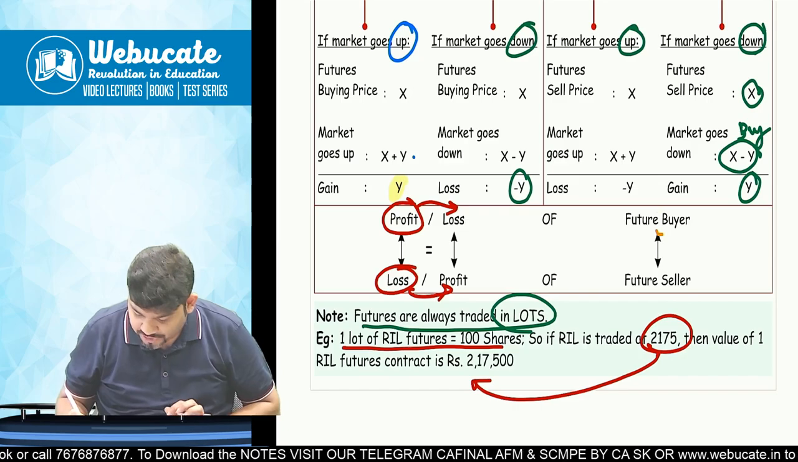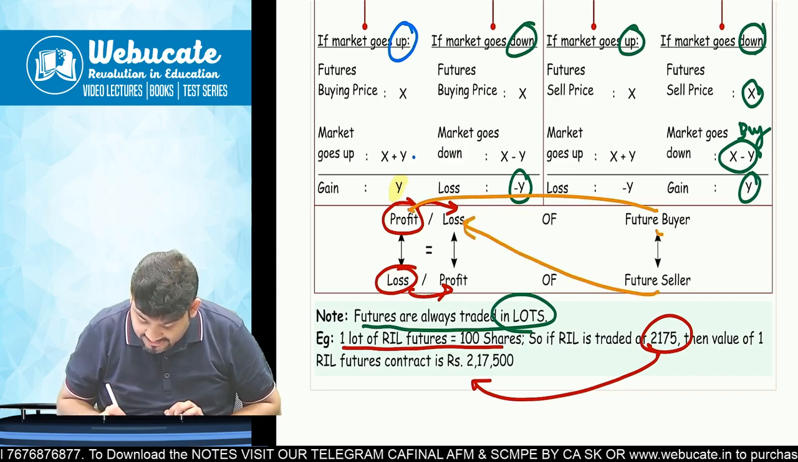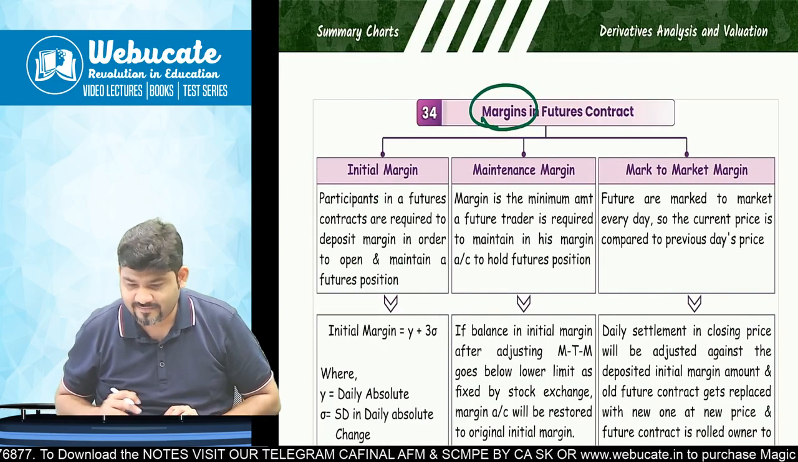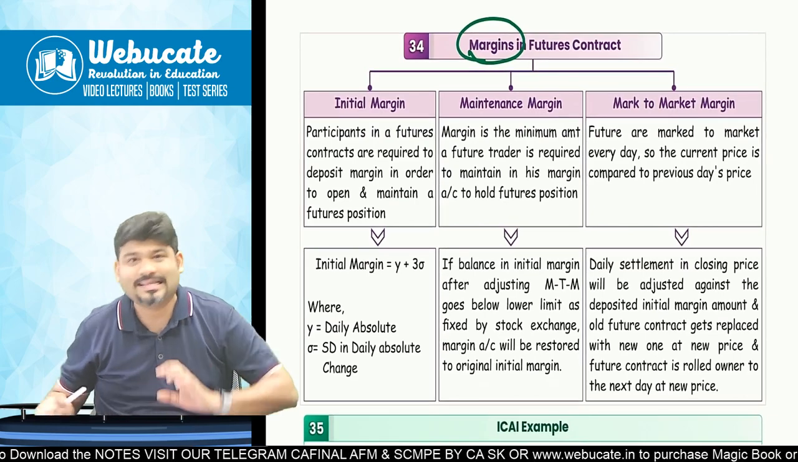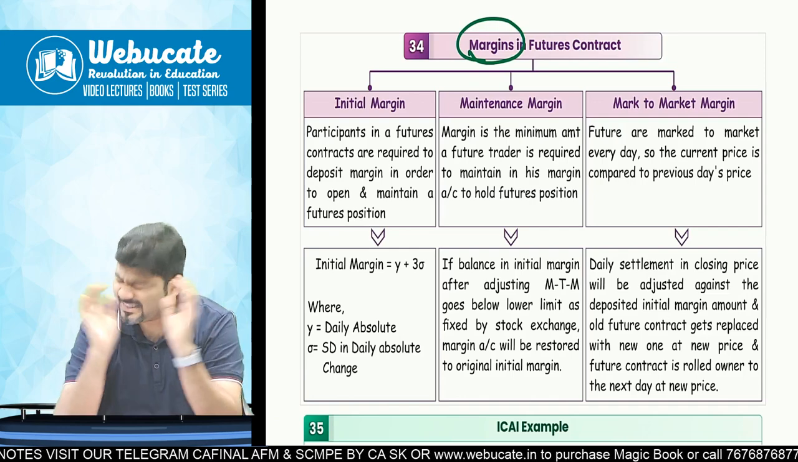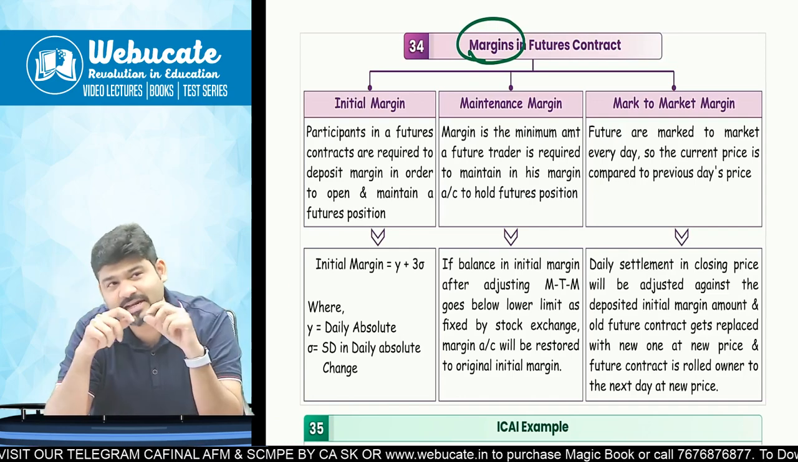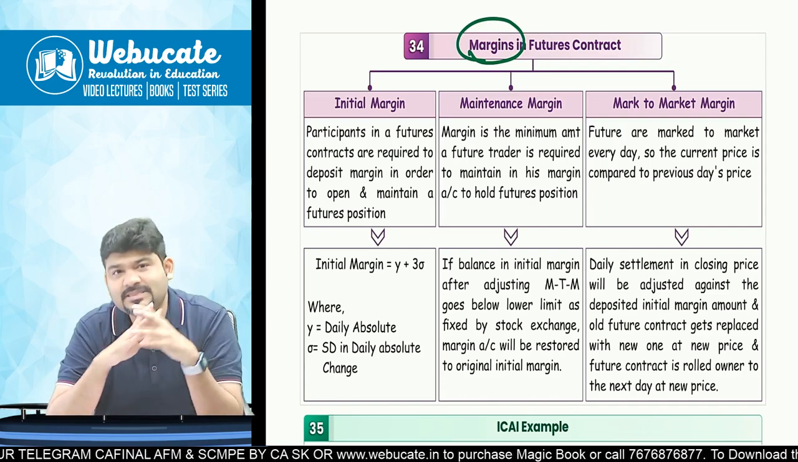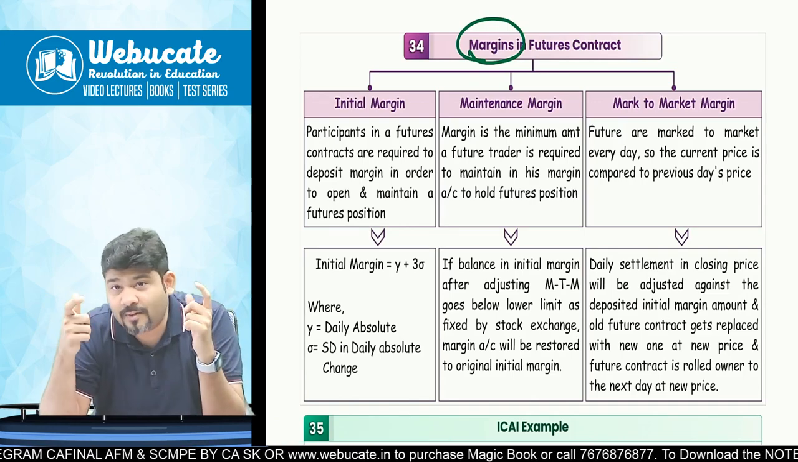So, if the future buyer is making a profit, the future seller will make a loss and vice versa. So, in order that there is no default, they will take an initial margin from you. They will say that, okay, you have to pay 10,000 rupees as margin. So how is the amount of margin decided?